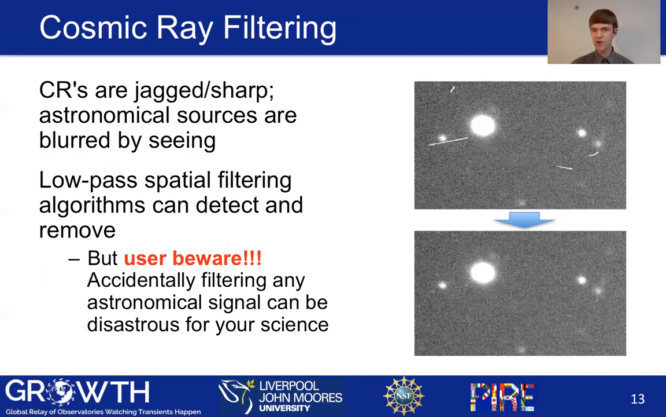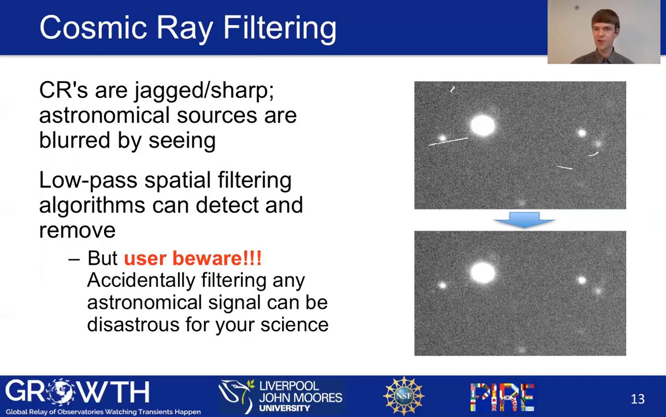There are a variety of algorithms that people have developed to look for these sharp features using edge detection and other sorts of techniques and identify those pixels and either mask them similar to the first part of this lecture or replace them with values of nearby pixels to average over them, which can allow them to be combined with other exposures without having to rely on medians.